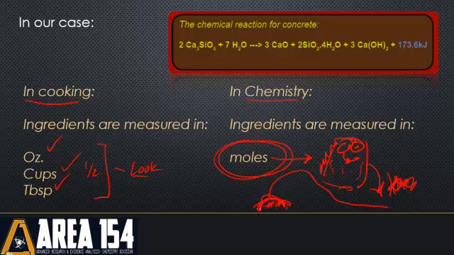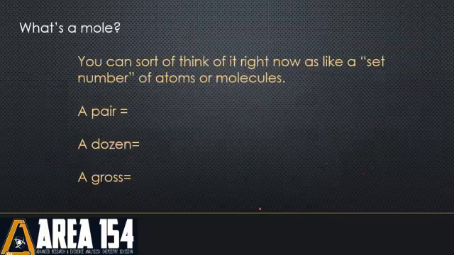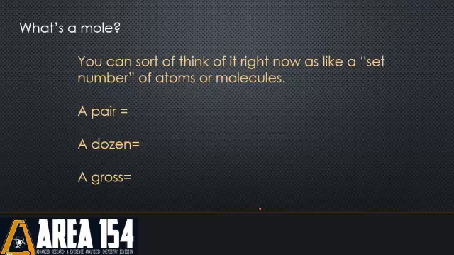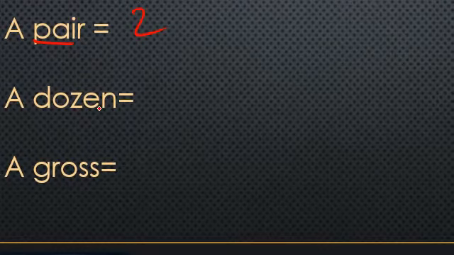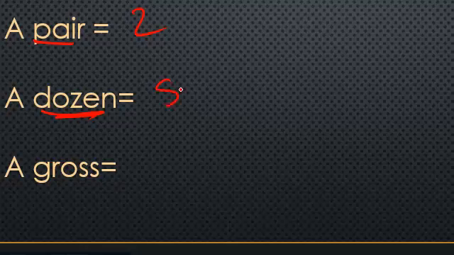The kind of mole we're talking about is a number, a set. You can think of it as a chemical set, a set number of things, just like a pair. A pair represents a number. How much would it be? 2, right? And a dozen is a word that represents a set of 12.